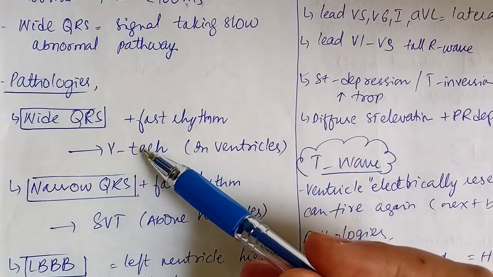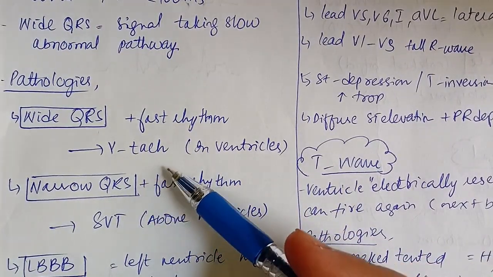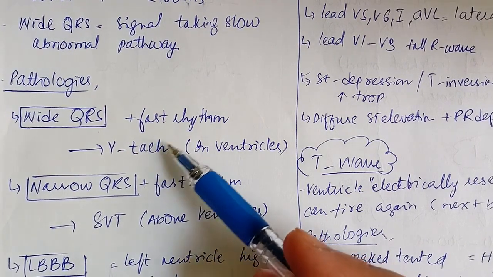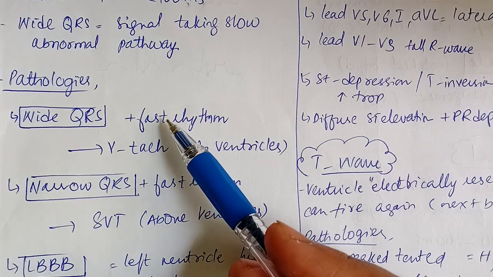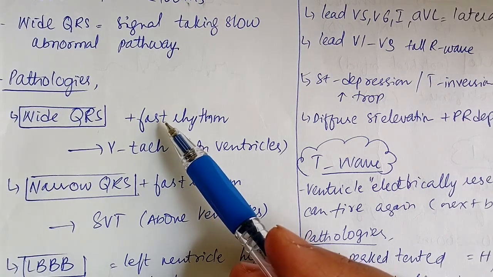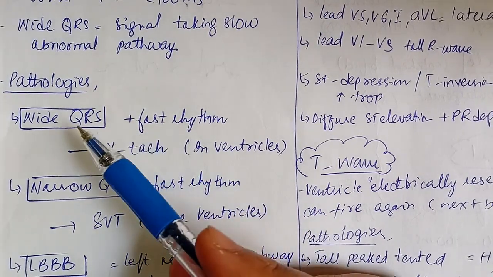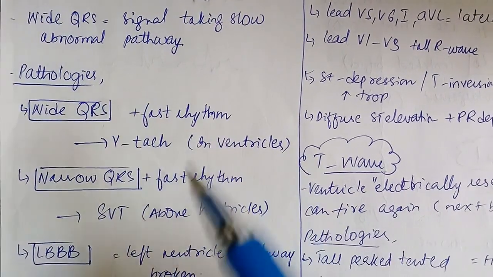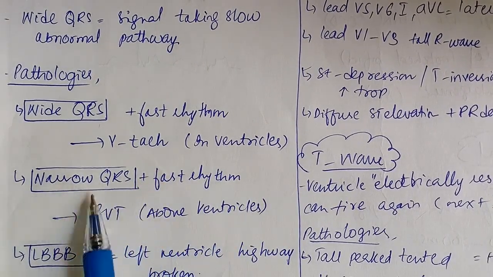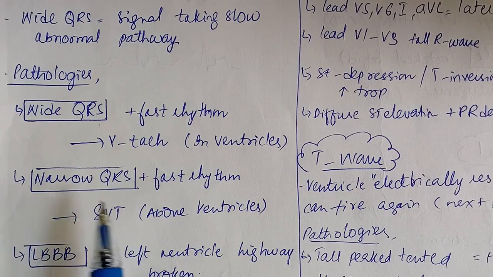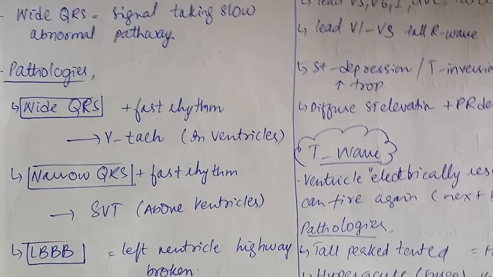So we can differentiate between ventricular tachycardia and SVT, because both of them have a fast rhythm. But ventricular tachycardia has a wide QRS complex, and you would be able to differentiate between the two if you keep in mind that ventricular tachycardia is wide QRS plus fast rhythm. On the other hand, we have SVT, which is fast rhythm and narrow QRS complex, because it is not coming from the ventricles but from above the ventricles.